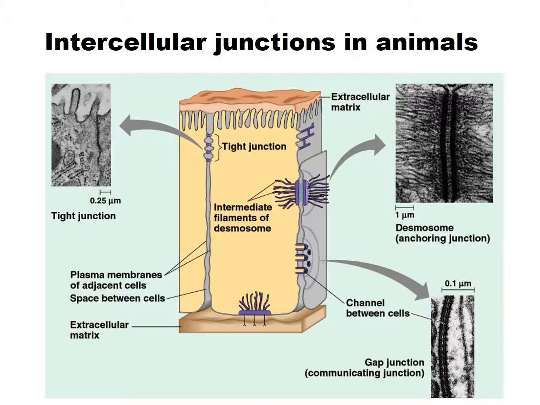The intercellular junctions in animals are a little bit more complex than they are in plant cells. There are three different ones that we should talk a little bit about: the tight junctions, the desmosomes, and the gap junctions.